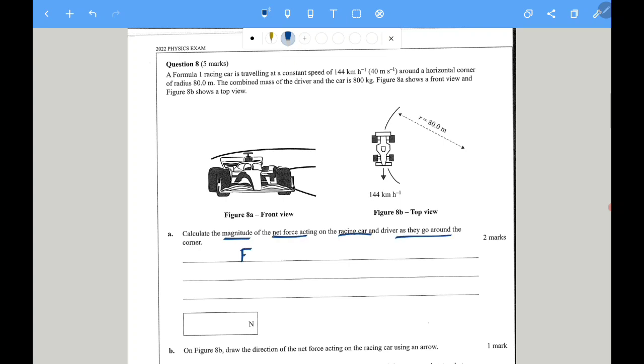All right. So here we have circular motion, and of course we know circular motion, we look at the centripetal force formula.